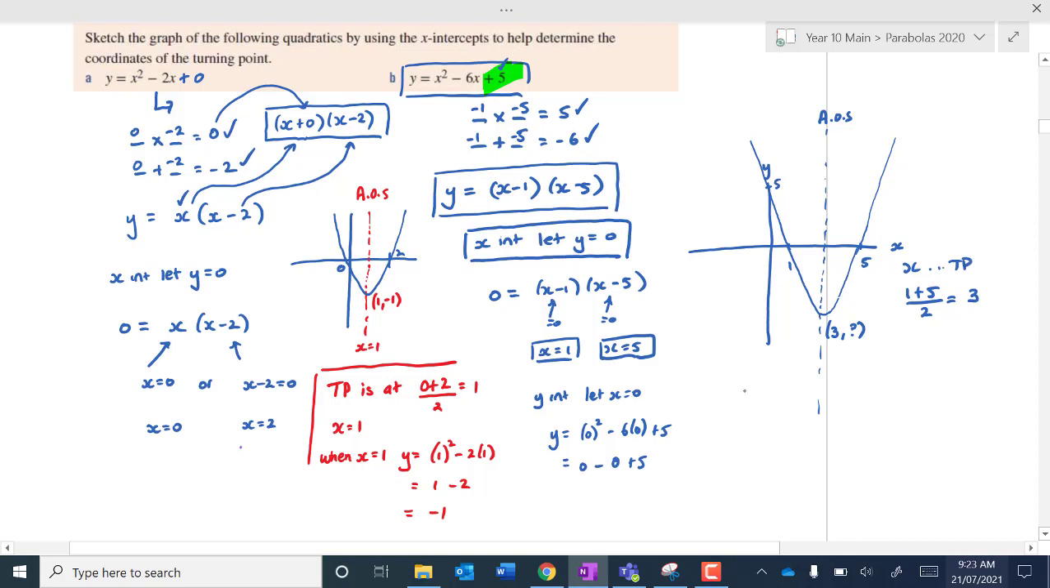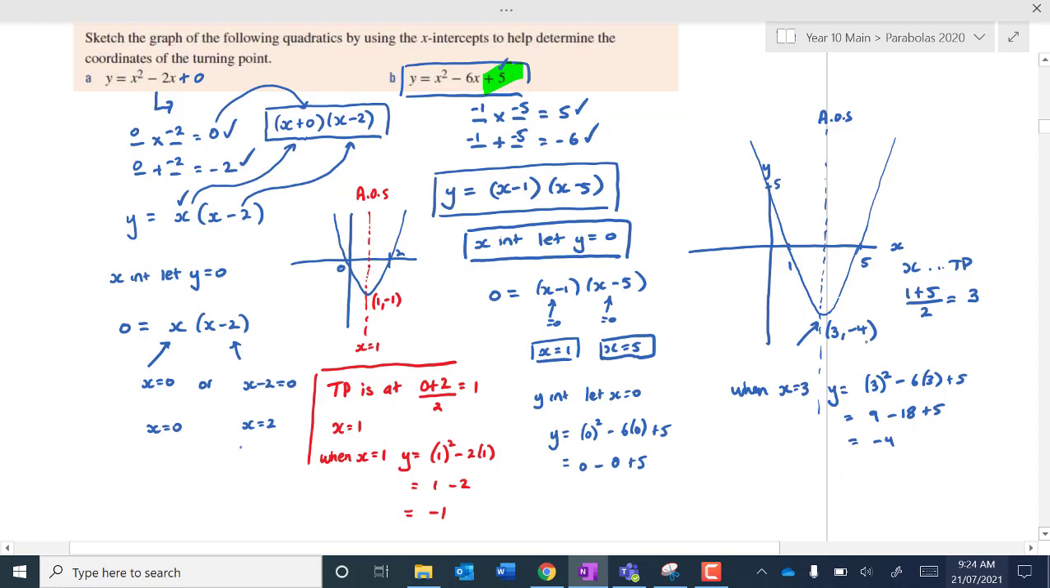Let's find the y. So the y is when x equals 3, what does y equal? Y is equal to, let's sub it in there, 3 squared, take 6 times 3 plus 5. We can see it's going to be negative, can't we? We can see it's well and truly below the x-axis. So if we don't get a negative result, we've made a mistake. 3 squared is 9, minus 18 plus 5. 9 plus 5 is 14, take 18 is minus 4. So there you go.